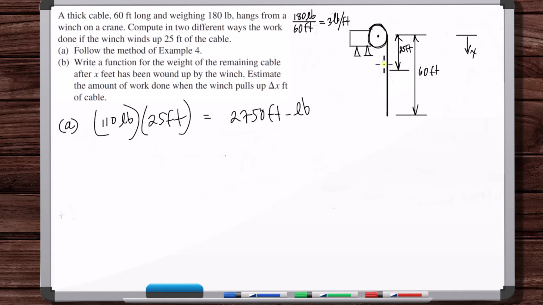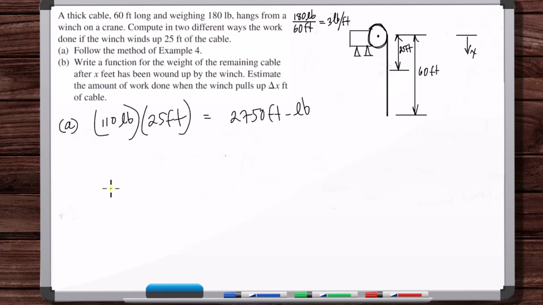You see? So to lift up 25 feet of cable, you're going to have to do 2,750 foot-pounds of work to lift this bottom half. So now how much work is going to need to be done to lift the top, or not the bottom half, but the bottom 35 feet. So how much work is going to need to be done to lift the top 25 feet? Well, that's what we're going to use the method of example 4 for.